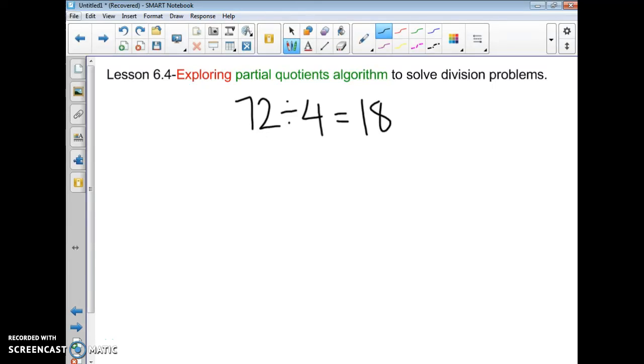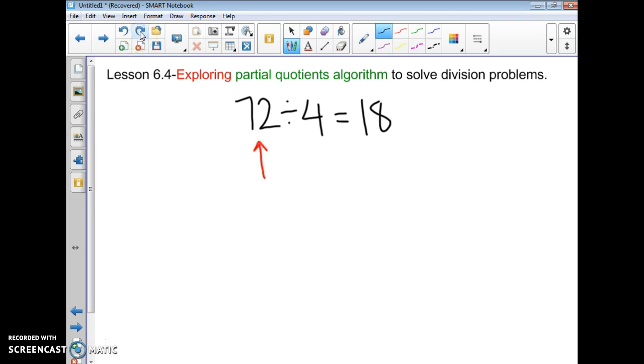Exploring the partial quotients algorithm to solve division problems. A couple of terms that you'll need to know before solving a division problem. You'll see division problems set up like this with the two numbers. In this case, it's 72 divided by 4 equals 18. That means we're taking 72, dividing it into 4 groups, and coming up with the answer.